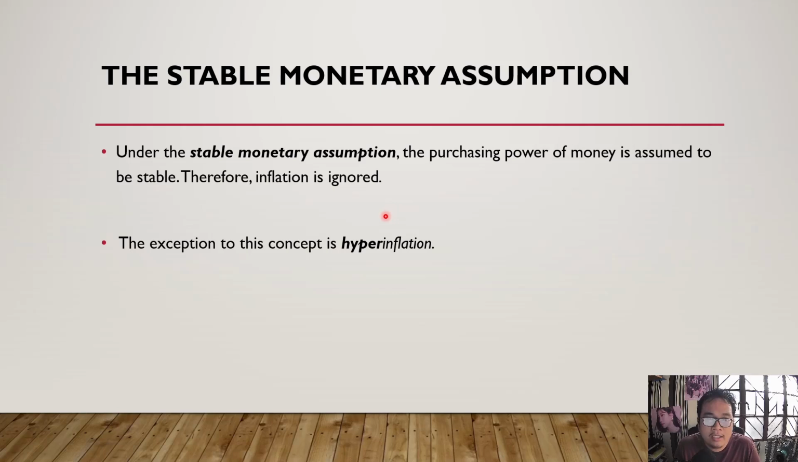Bakit? Kasi itong hyperinflation, out of the ordinary na siya. Kasi ang inflation, normal na yan. Pero yung hyperinflation, that is out of the ordinary. Hindi na yan normal. So because of this abnormality, iibahin na natin yung ating presentation.